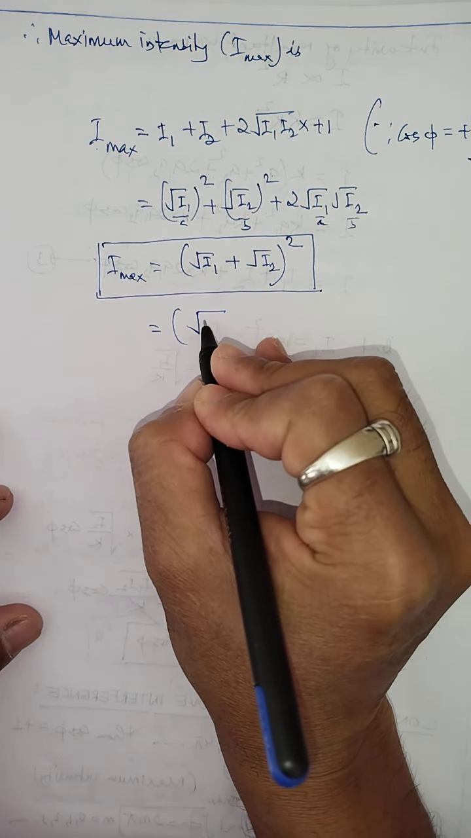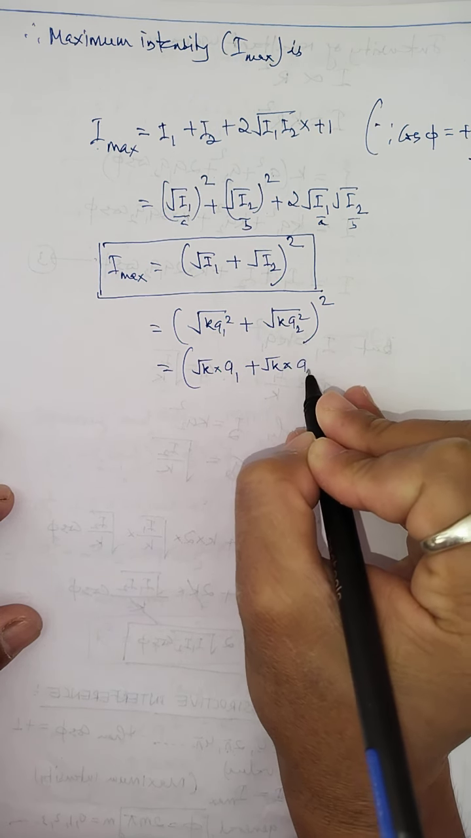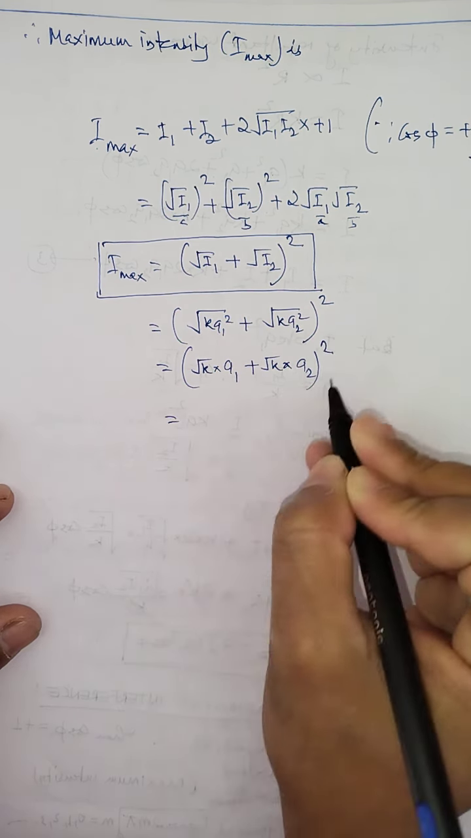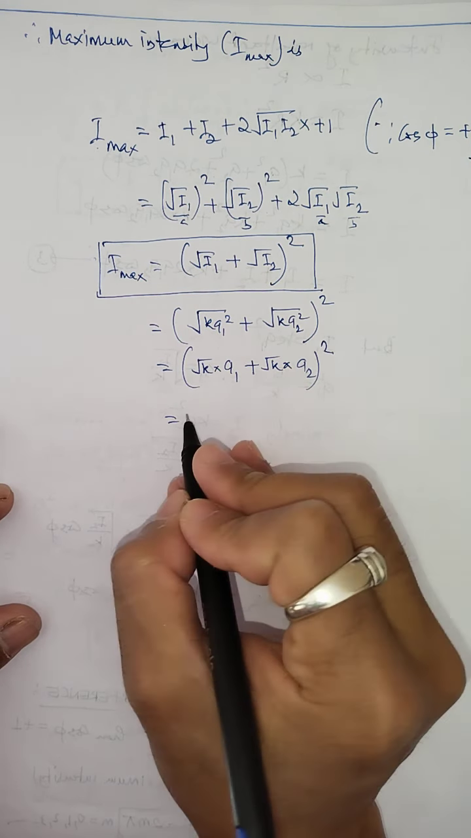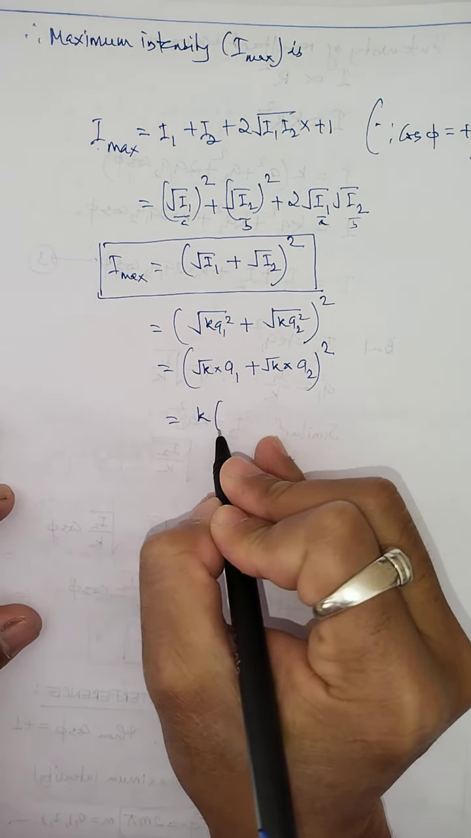Amplitude. Okay, so for that, let me open the bracket. Square root of k means square root of k only, into square root of a1 square, means a1, plus square root of k only, and this is square root of a2 square, means a2, with whole square. Can you see what is common inside the bracket? Square root of k. But when you take it out from the square, it will be k only. Square root of k whole square means k only. Now what is remaining inside the bracket? A1 plus A2 with whole square.